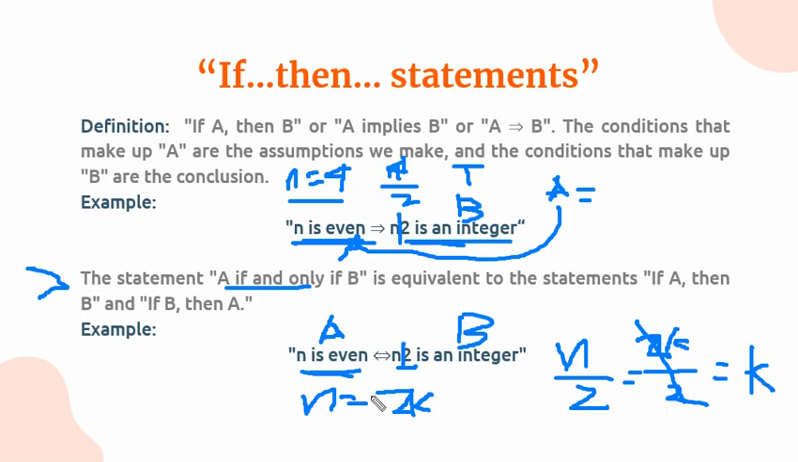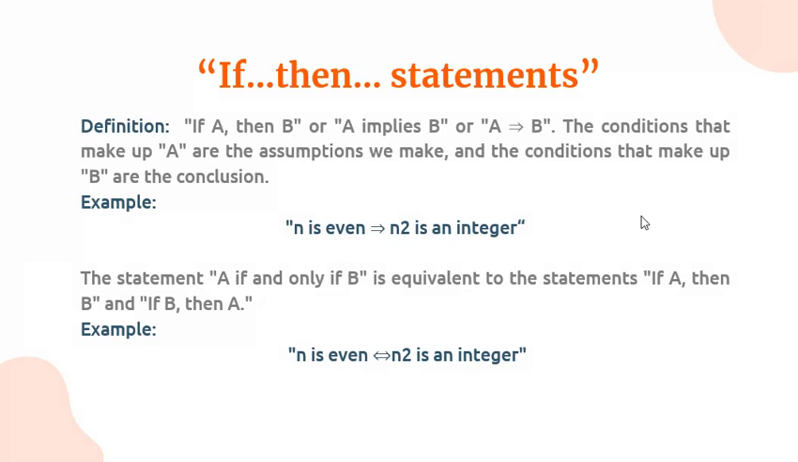So given this assumption, we can say that N over 2 equals k, which is an integer. This is for the second statement: N is even if and only if N over 2 is an integer. Okay, so I hope that is clear.